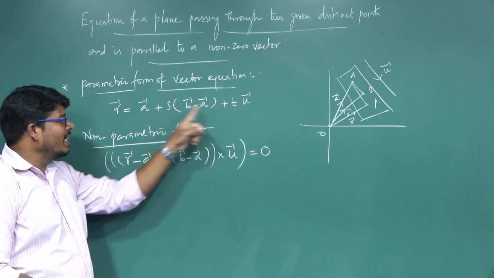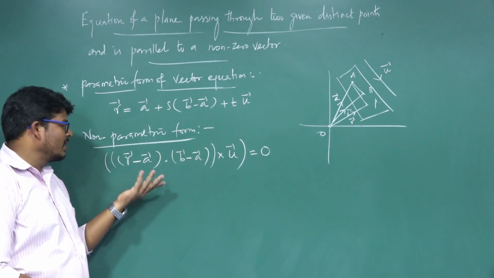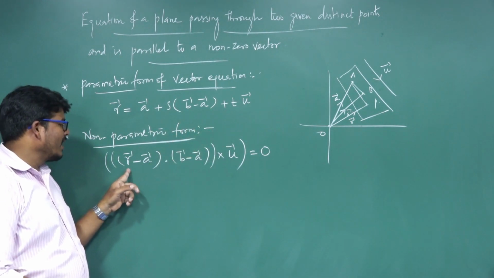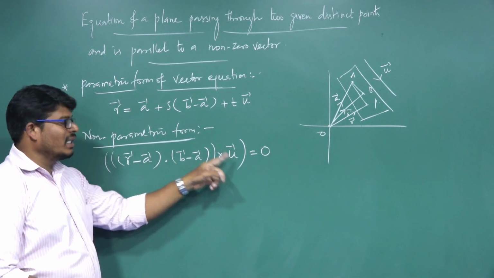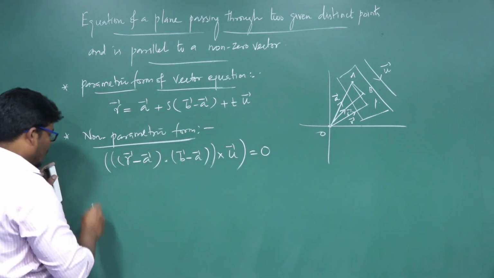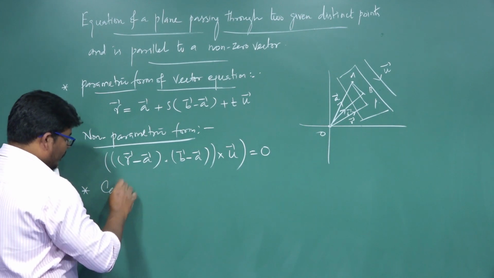Here the parameters are s and t. (r vector minus A vector) dot (B minus A) cross U vector equals 0 is the non-parametric form. And the third one, the Cartesian form.